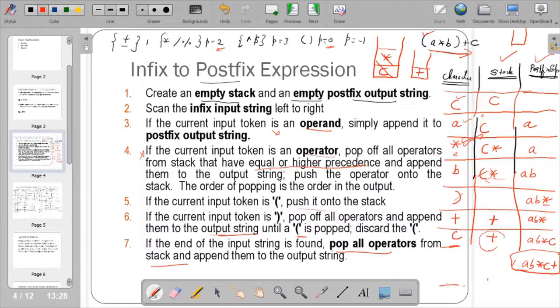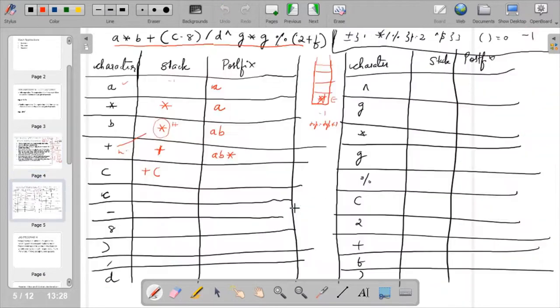Only in the case of operators do we check priority. These brackets are not operators; they are just used to enclose operands in between, like A plus B. I'm just putting a bracket. So these are not operators, but they're given a priority since I can pop this particular bracket. Just remember, only in the case of an operator am I going to check this condition. So whenever you find an open bracket, you just push it onto the stack.